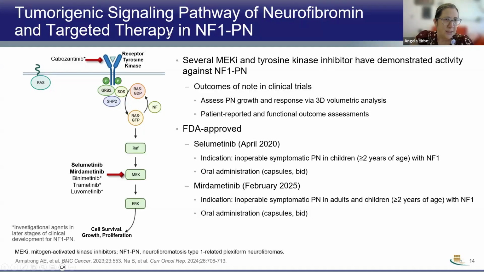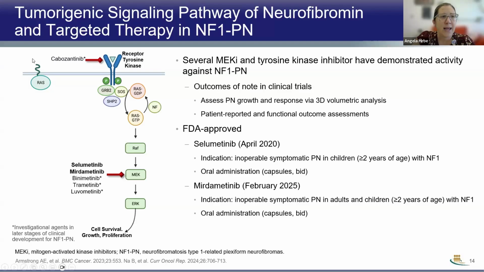So looking at the signaling pathways, we can talk about these targeted therapies and where they're hitting in the context of these NF1 related tumors. There are several MEK inhibitors and tyrosine kinase inhibitors that have demonstrated activity against NF1 plexiform neurofibromas, and we'll talk about some of the data related to that. The outcomes of note in the clinical trials have been tumor response in terms of 3D volumetric analysis, and then patient-reported and functional outcomes.